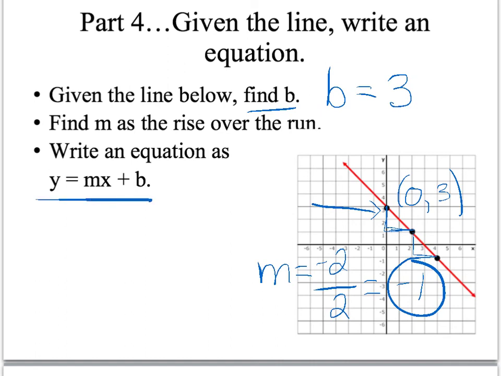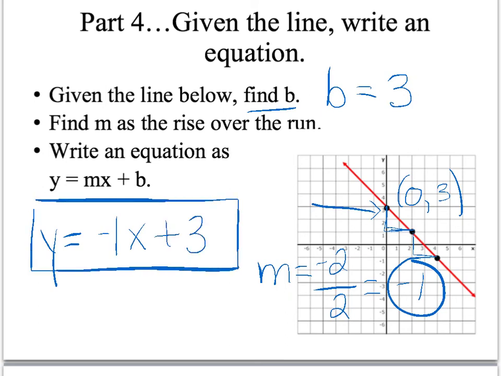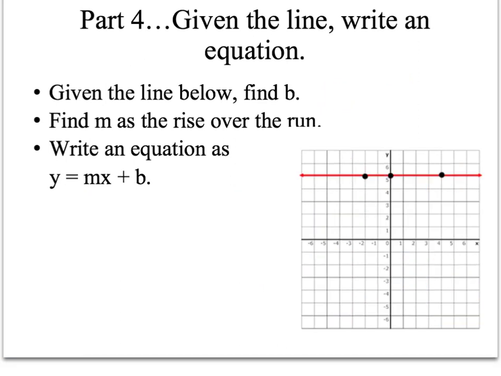Now it says write our equation as y equals mx plus b. So y equals m, which is -1, x, plus b, which is plus 3. So the line has this equation, y equals -1x plus 3.